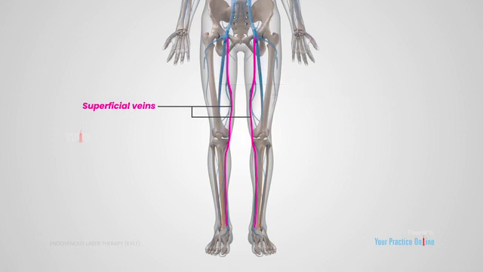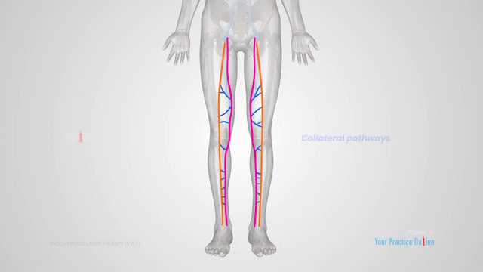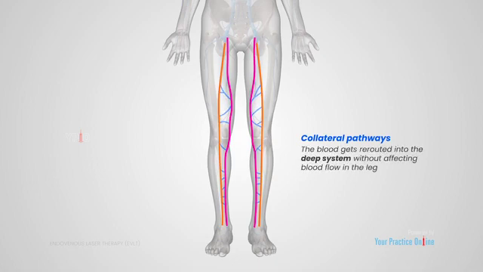The leg comprises two systems of veins, superficial and deep veins. The Great Saphenous Vein is a superficial vein. Between these two systems, there are numerous collateral pathways to allow normal venous blood flow. When the diseased superficial system is treated, the blood gets rerouted into the deep system without affecting blood flow in the leg.